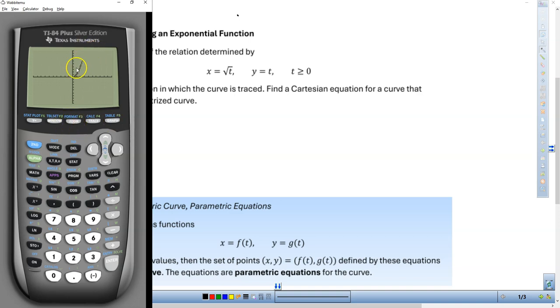Let's take a nice look at that. You can see how that works. If I trace this function, you can see we are starting at 0, 0. And as I work my way up the curve, you can follow the behavior of those different variables.